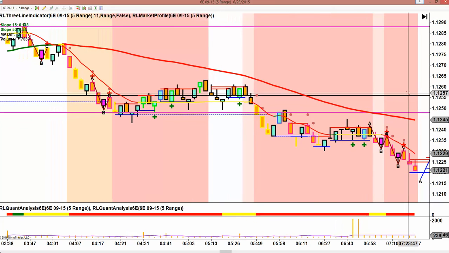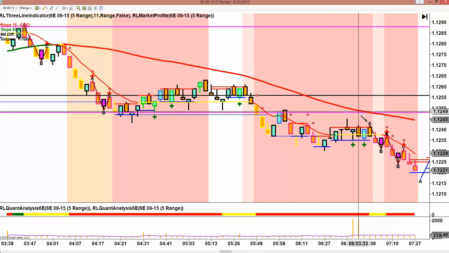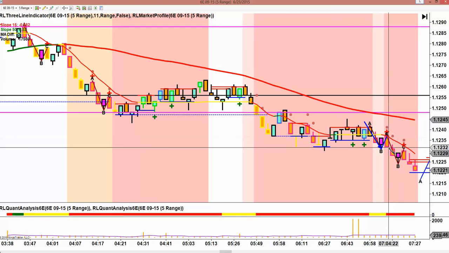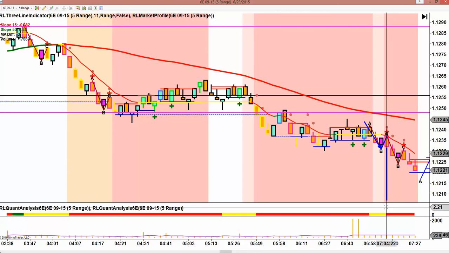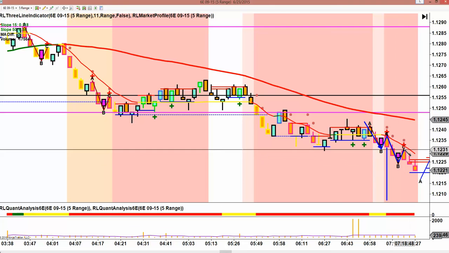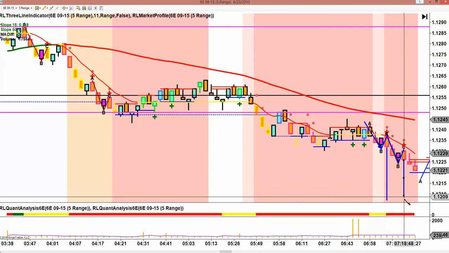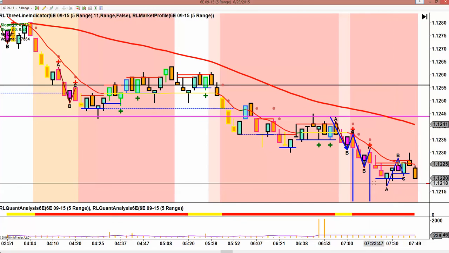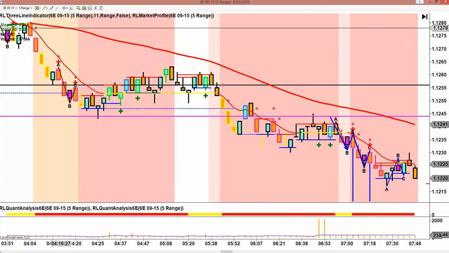Here's a great trade. Right here. The break, the retracement, and the move down. The point of control is red. If you don't take it, you take this one, or you take them both. The quant line's red. Both very, very nice winners.